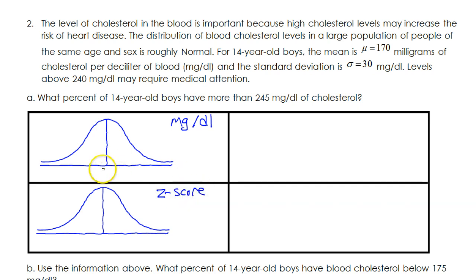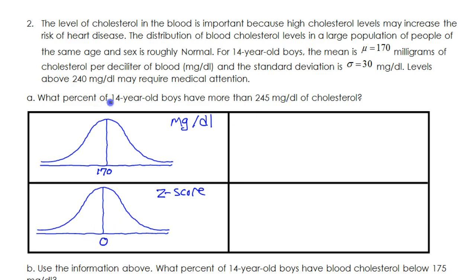So of course in the middle goes the mean. In milligrams per deciliter, the mean is 170. So go ahead and put down that 170. The mean z-score is always going to be 0.